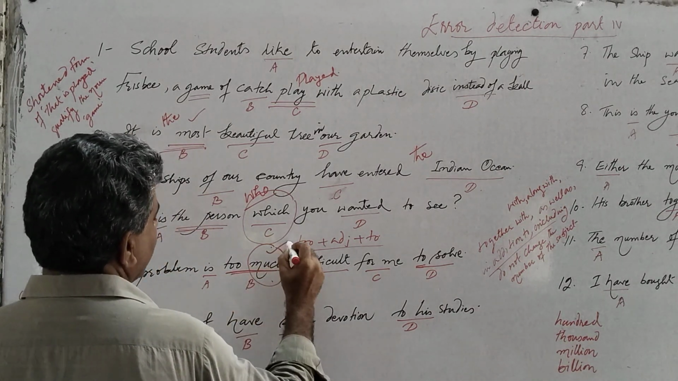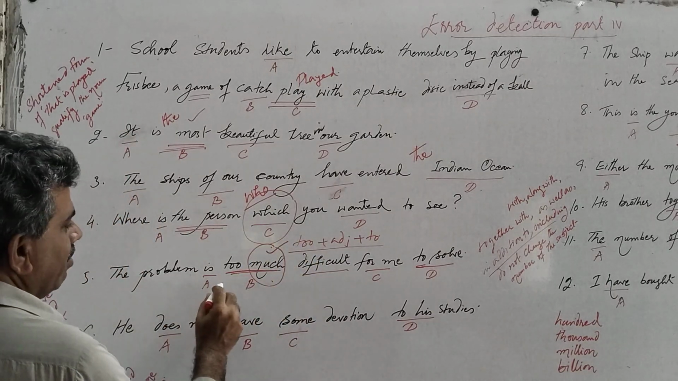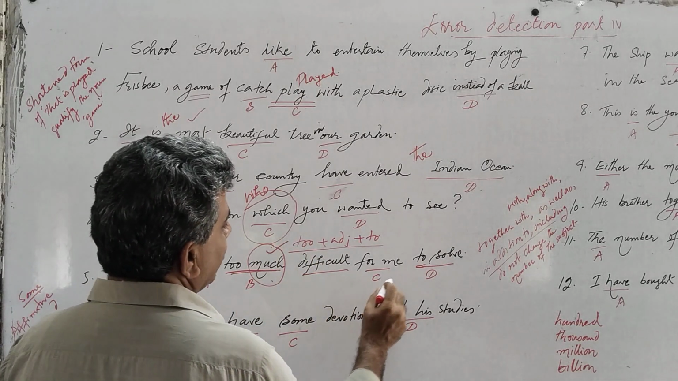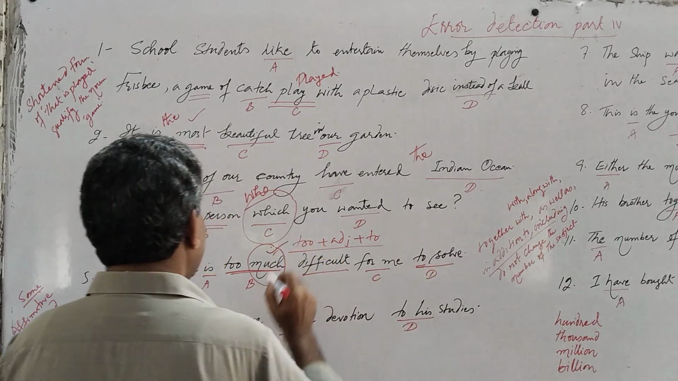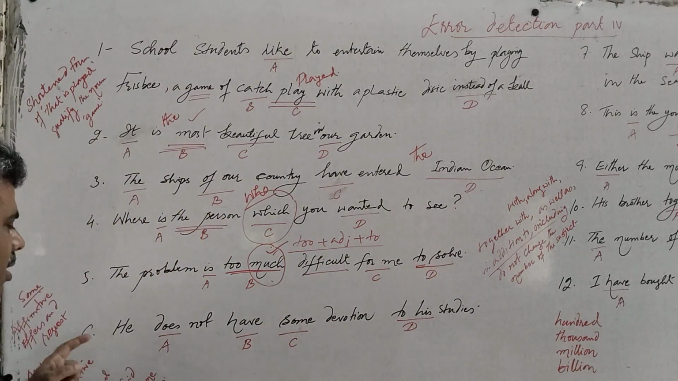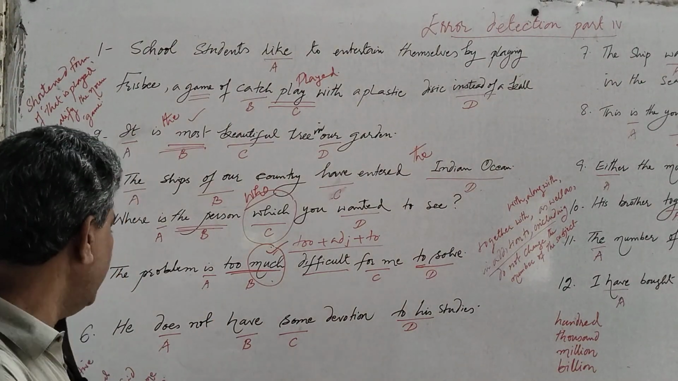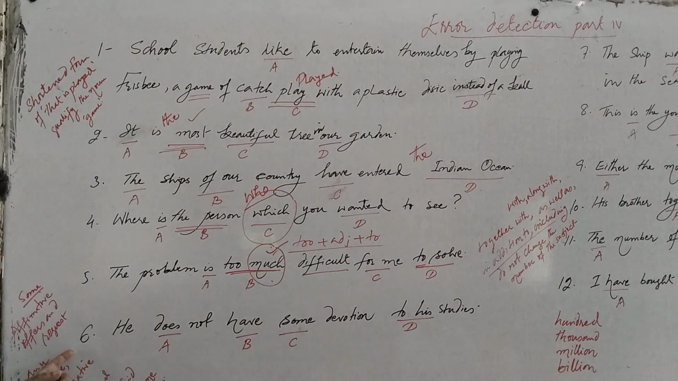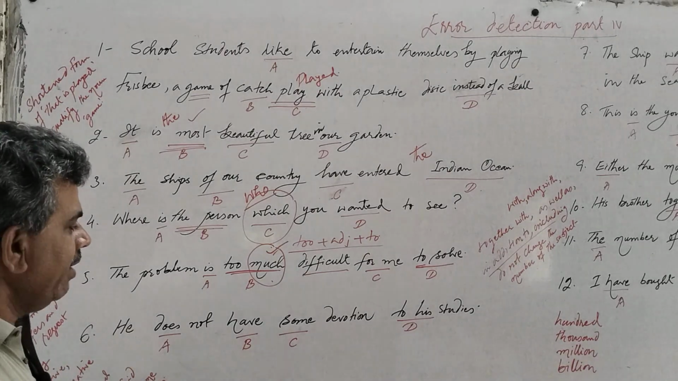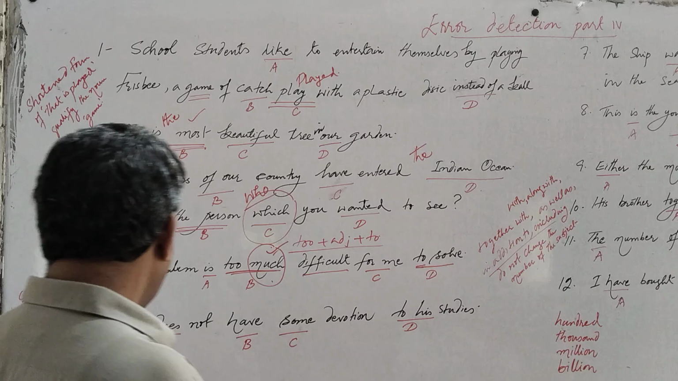So we must remove much from here and the correct sentence will be: the problem is too difficult for me to solve. Much is redundant here. We should remove it. So the error is at point B. Now we have sixth sentence. He does not have some devotion to his studies.